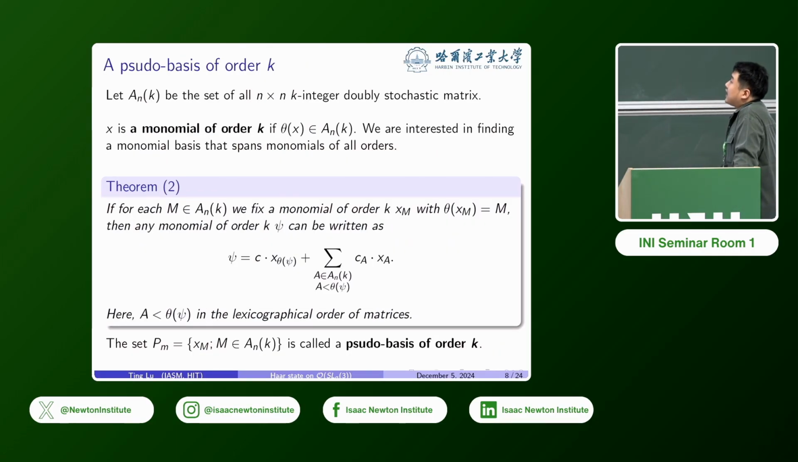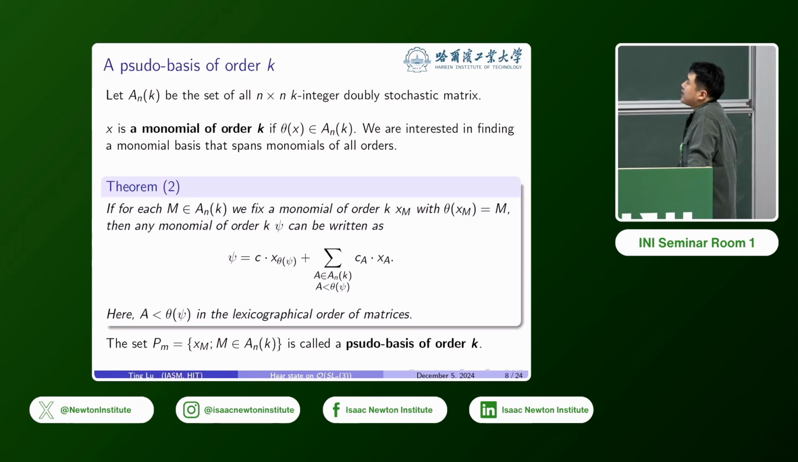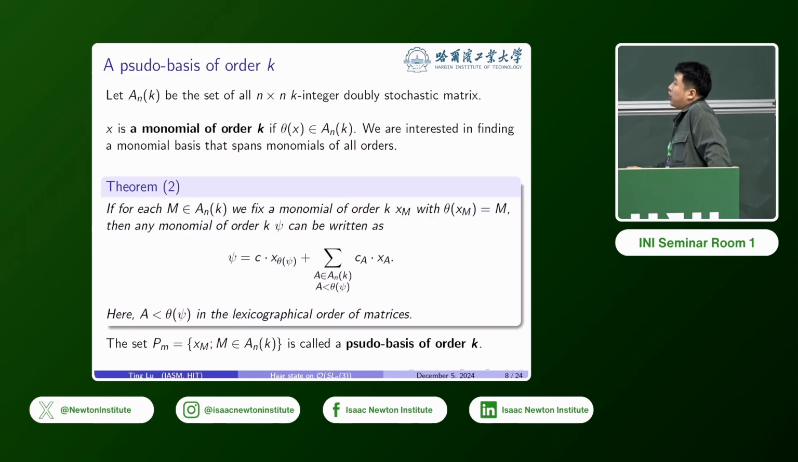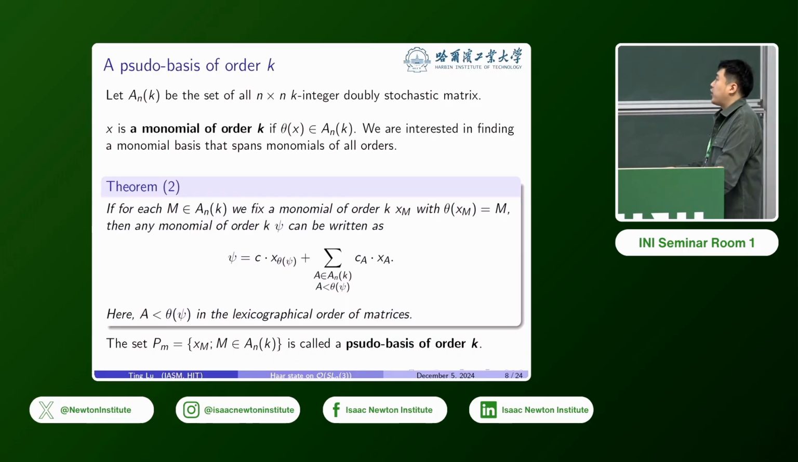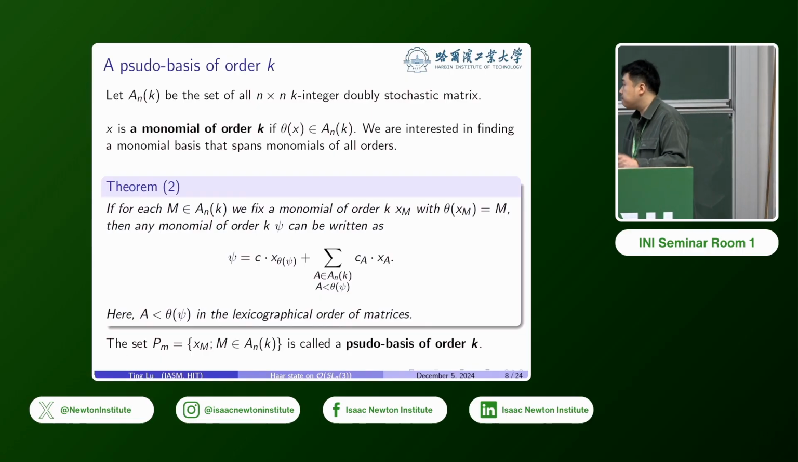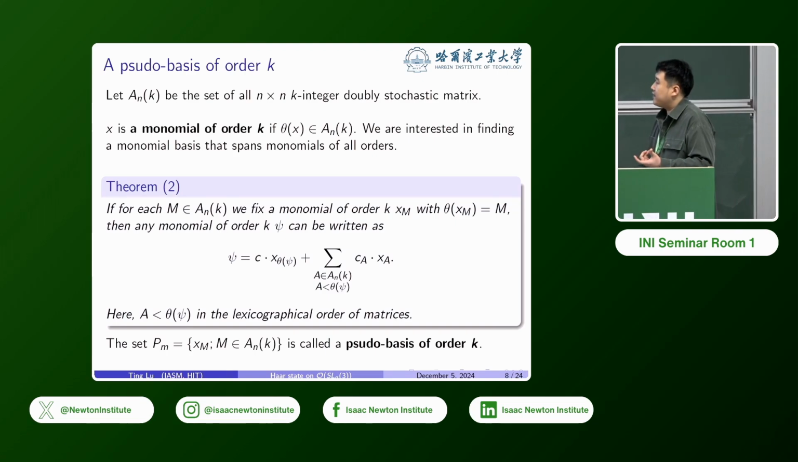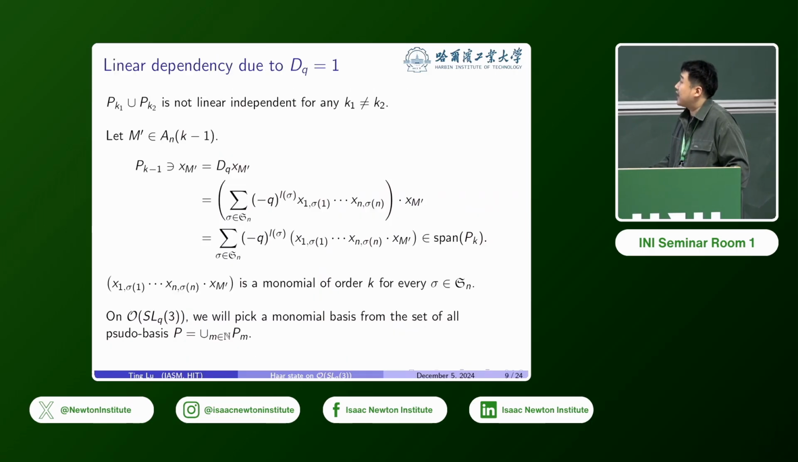In this slide, I'm going to make some notations first. A_{n,k} is the set of all n by n k-doubly stochastic matrices. And I will say a monomial is of order k if its counting matrix belongs to A_{n,k}. Then we can show if for each matrix in A_{n,k} we fix some special monomial of order k, then all the other monomials of order k can be written as their linear combination. I'll call the special monomials we pick a pseudo basis of order k, and you will see why they are just pseudo bases in the next slides.